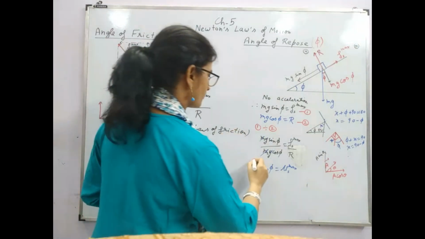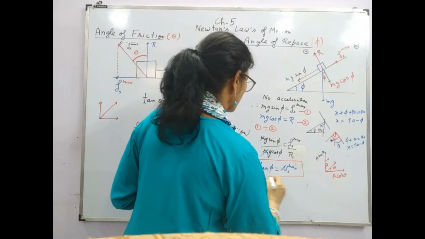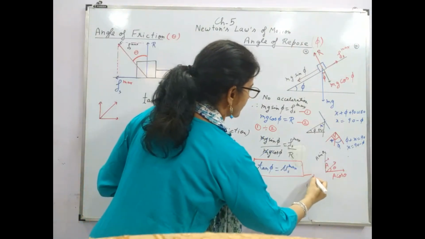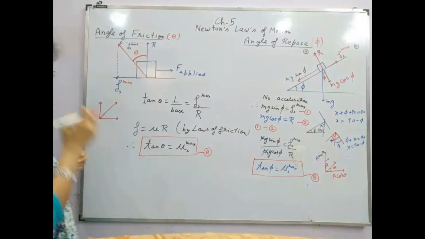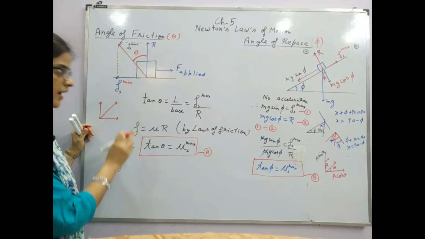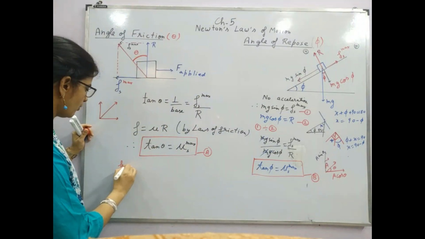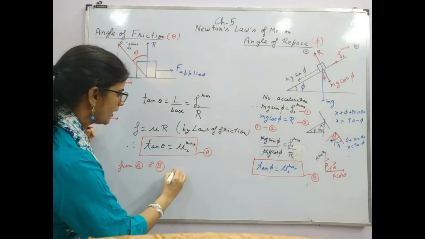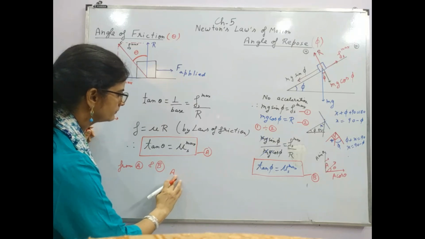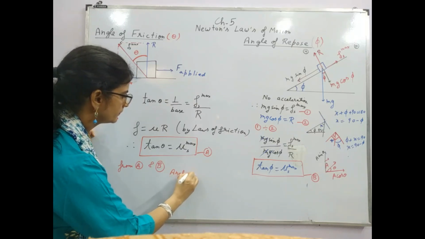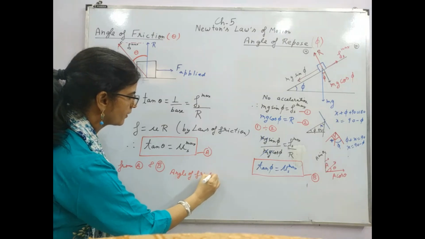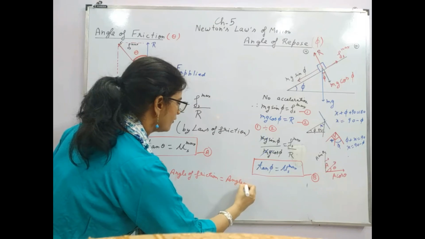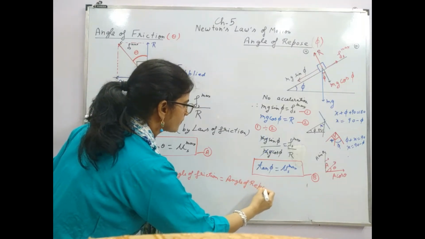From here, if I mark this as equation A and this as B, it is clear that the angle of friction is equal to the angle of repose. From A and B, angle of friction is equal to angle of repose.